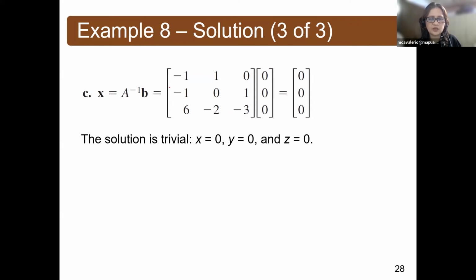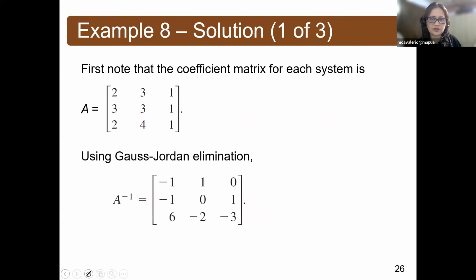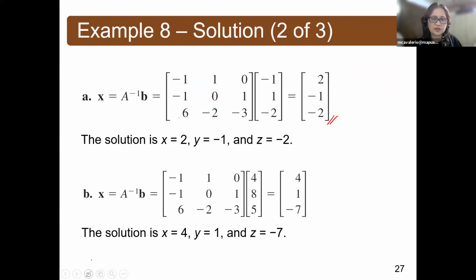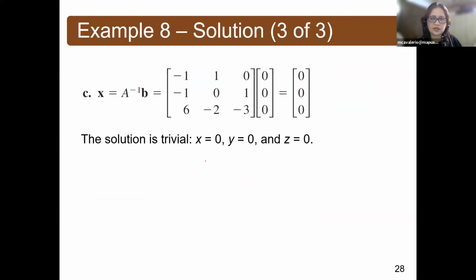And for C, notice that the matrix A is still invertible, but since the system of equations is homogeneous, the only solution is the trivial solution, that is 0, 0, and 0.